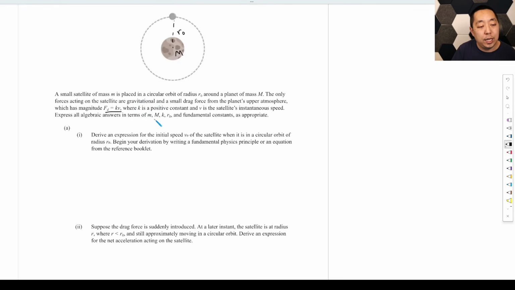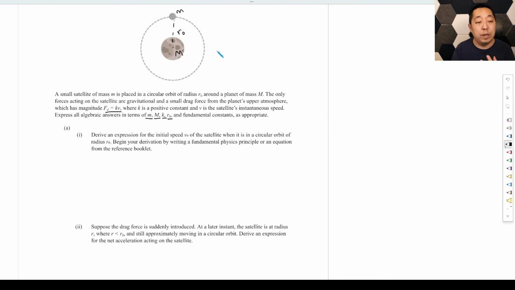Express all algebraic answers in terms of m, big M, so this is satellite m, k, rho, and fundamental constants as appropriate. Derive an expression for the initial speed of the satellite v0 when the satellite is in circular orbit of radius r0. Begin your derivation by writing a fundamental physics principle or an equation from the reference booklet. So right now, there's no drag force at this time. All right, we add the drag force later on.